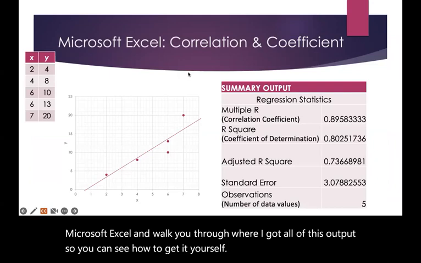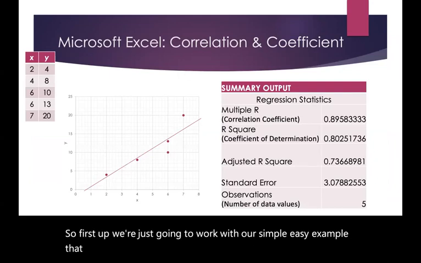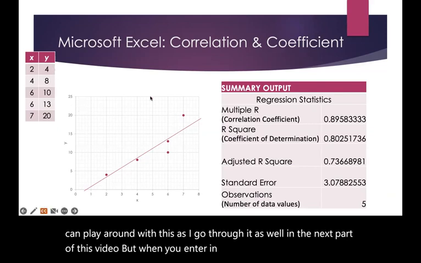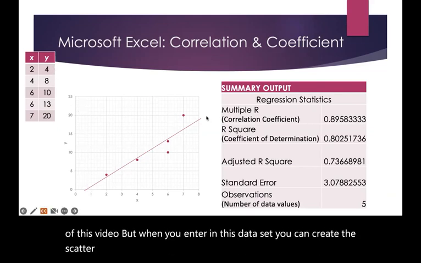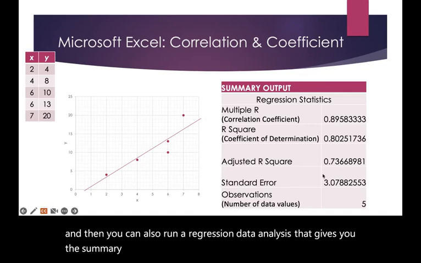So first up, we're just going to work with our simple, easy example that only has 5 data points. It's easy to enter into Excel, so you can play around with this as I go through it in the next part of this video. When you enter in this data set, you can create the scatter plot. You can get your line of best fit using Microsoft Excel. And then you can also run a regression data analysis that gives you the summary output over here.